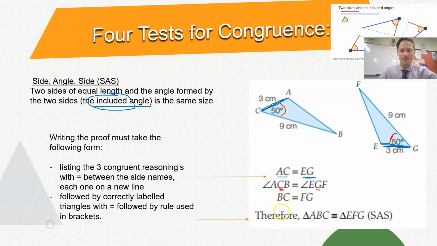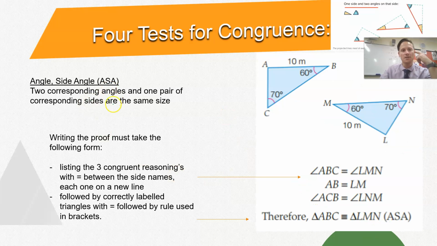And then the last one is the other side. BC equals FG. So that's BC, that's that 9 centimeter side, and FG, which is the 9 centimeter side as well. So that's our proof that the triangle ABC is congruent to EFG, and the proof that we've used is SAS, side, angle, side.